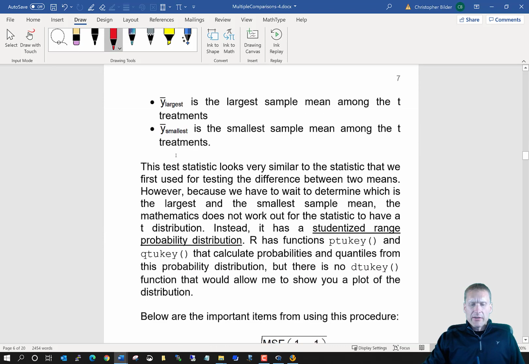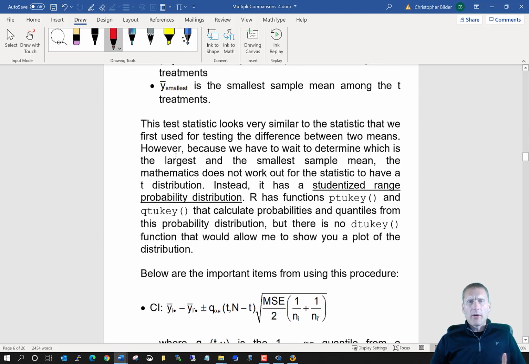This statistic is very similar to what we saw before, but now since we're saying this is the largest and this is the smallest, unfortunately the mathematics behind everything doesn't work out exactly the same. In fact, this statistic has a different probability distribution, which is called the Studentized range probability distribution. Note that basically we're looking at a range of the means. That's where that name comes from. Studentized comes from, if you remember, Student's t distribution. We're forming a similar type of statistic. So that's where the studentized part comes in. And it's just another probability distribution.